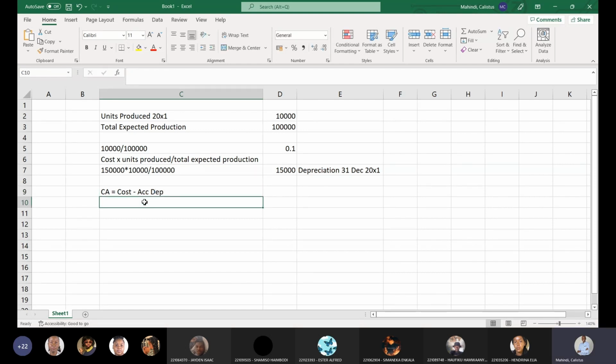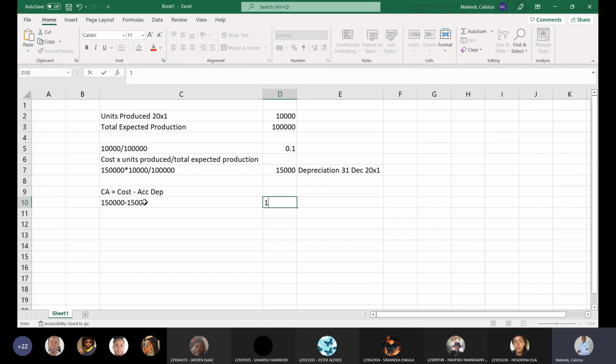And so your cost was 150,000 minus your accumulated depreciation. We only had depreciation for 1 year, so our carrying amount is therefore 135,000. That is the carrying amount at 31 December 20x1. Are there any questions?